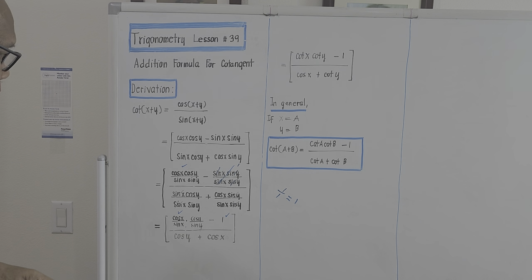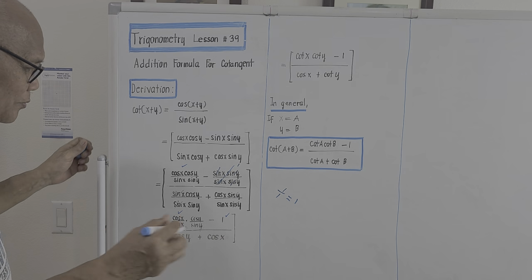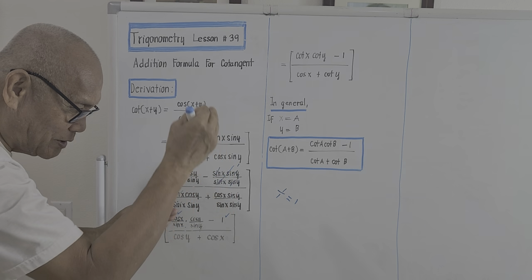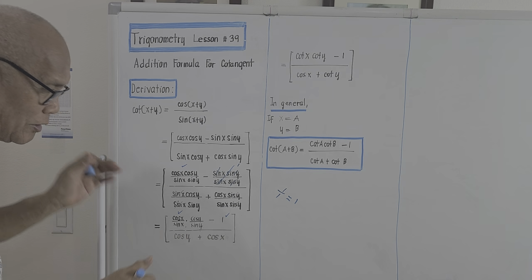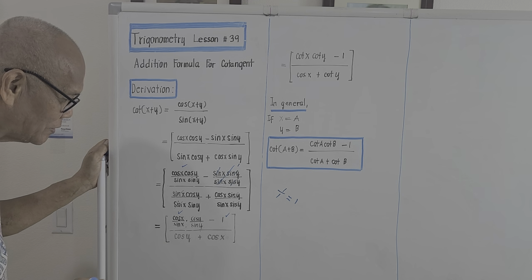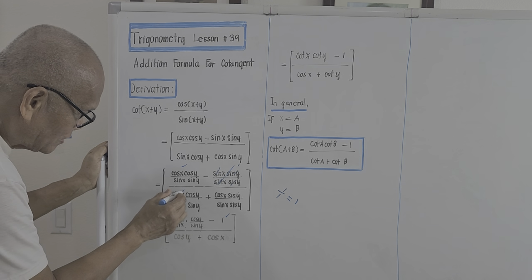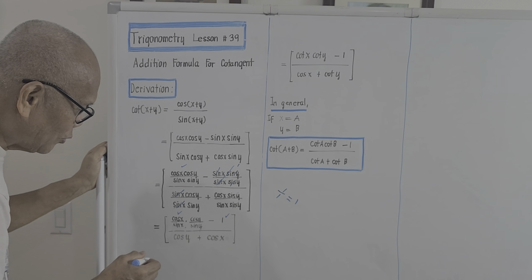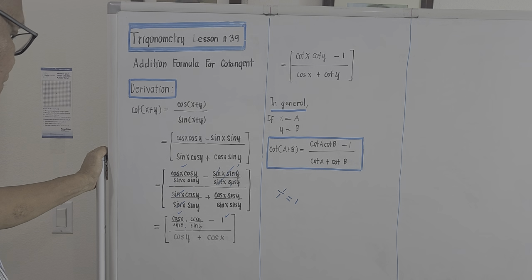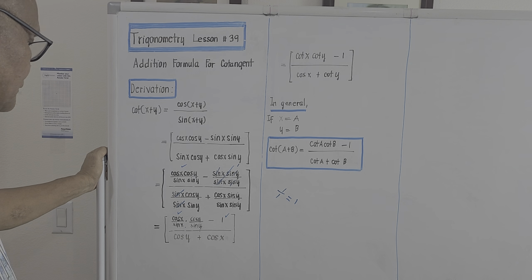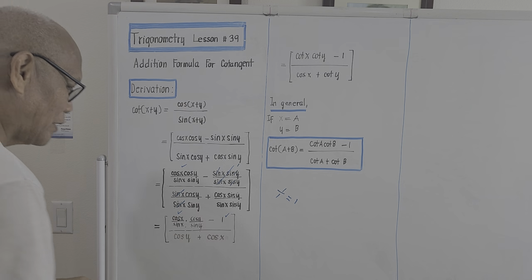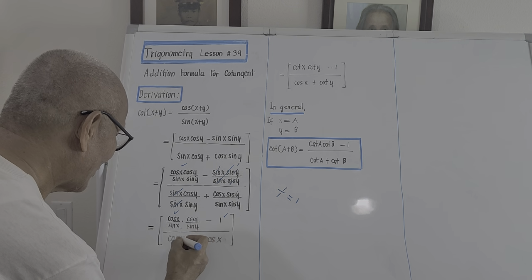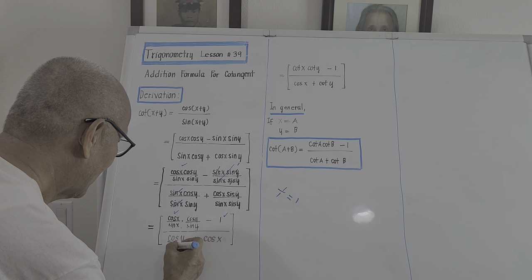For the bottom portion, for the denominator portion, we can make some cancellations. Again, the operations on both the numerator and denominator are all multiplication, so we are free to cancel similar terms. This sine of x cancels with the sine of x. What will remain will be cosine y over sine y. This is supposed to be all over sine y.